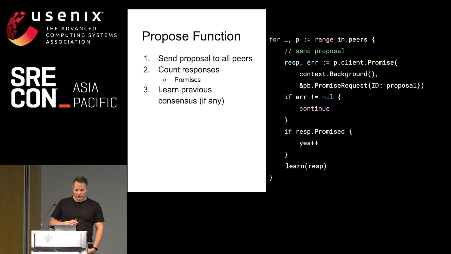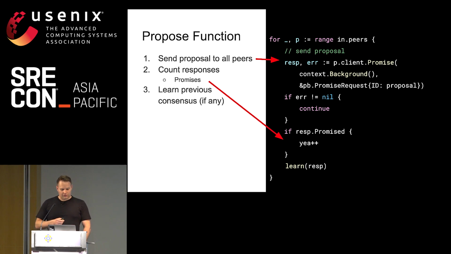Now, the propose function. The purpose of the propose function is to send a proposal message to every other instance in the Quorum. So we have a list of peers. We range over it, and then every peer has a client, and the client has a promise RPC. In that promise RPC, we send the promise request message, and sooner or later an answer comes back. If it's not an error, we look into the message and see if it has been a promise, then we count it as yes, and if not, we don't count it as yes.